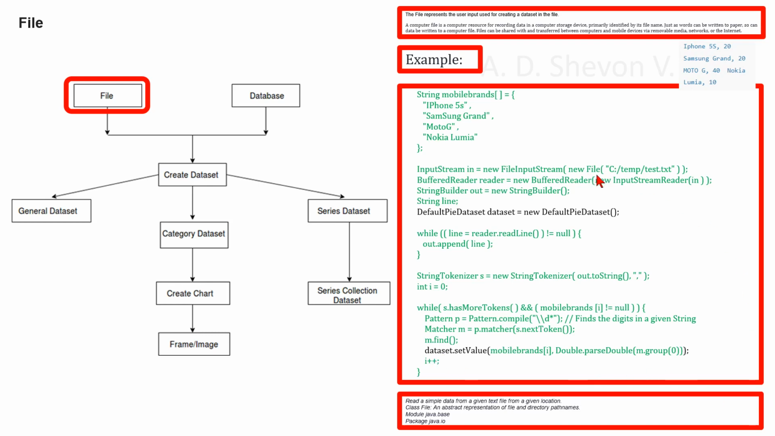Here the class File is an abstract representation of file and directory path names. This is in module java.base and package java.io. You can see the input data here in the test.txt file.